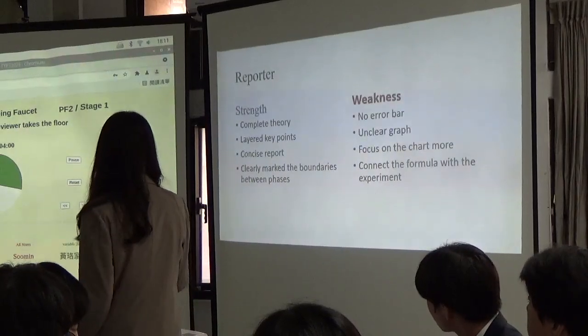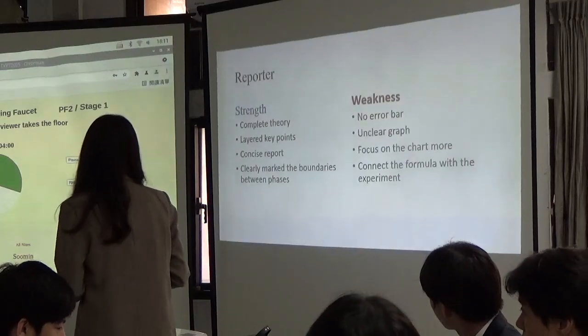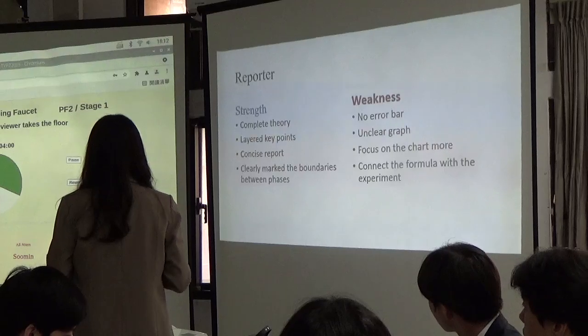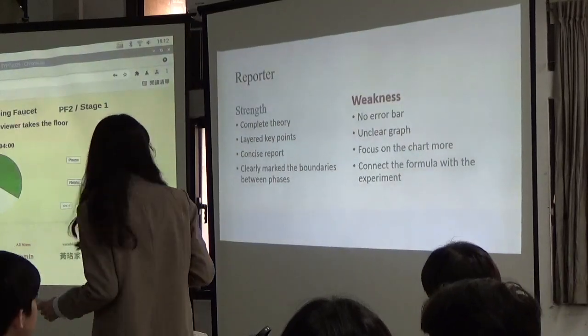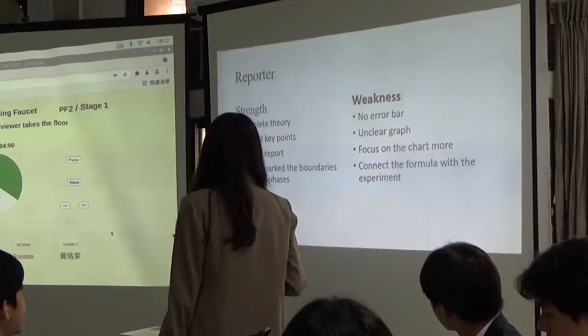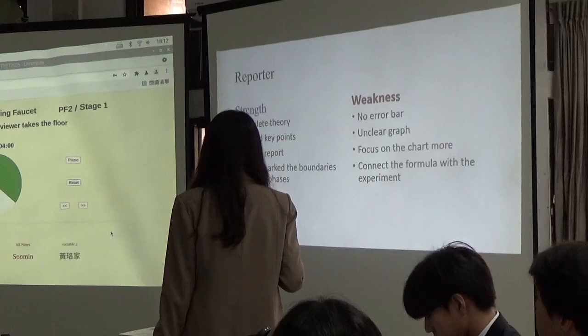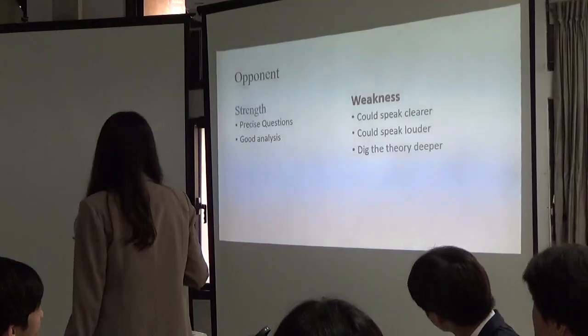Okay, here's the reporter's strength. They have the complete theory and the layers of key points, consistent reports, and clearly mark the boundaries between phases. But their weakness is no error bar and unclear graphs. They should focus on the chart more and connect the formula with the experiments. And here's the opponent's strength.